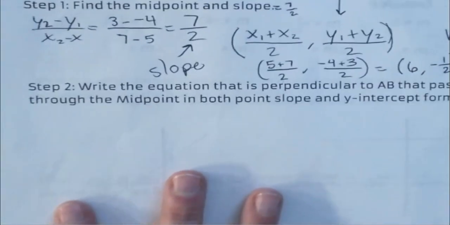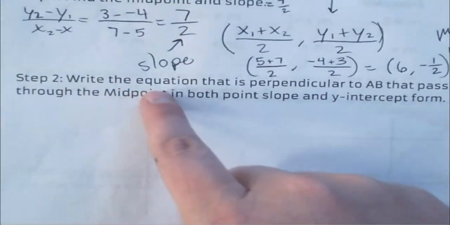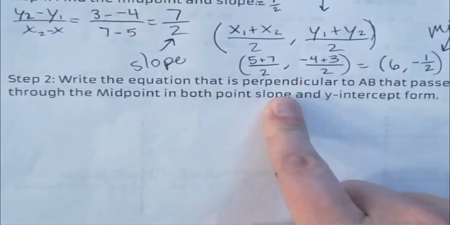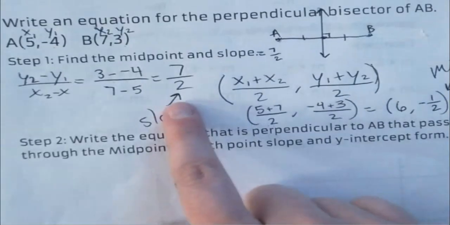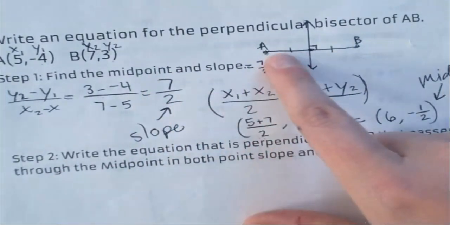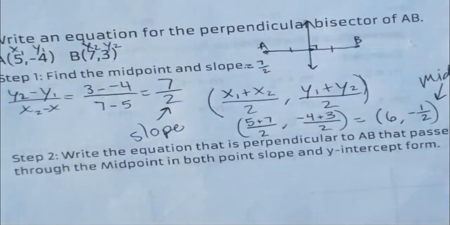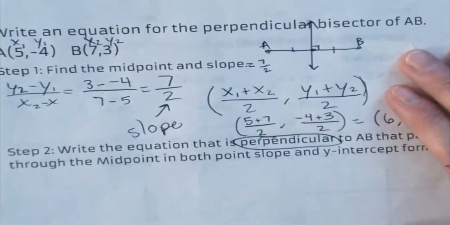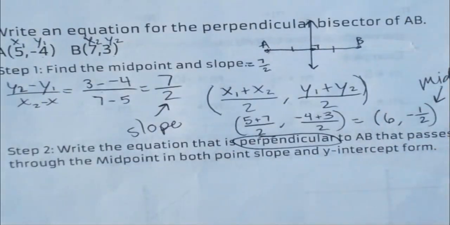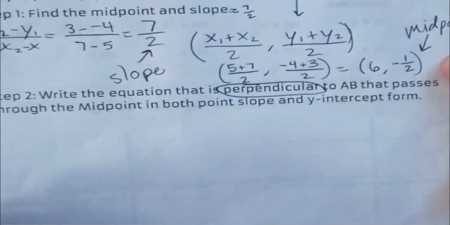All right, and then step 2 kind of gives us an idea. Write an equation that's perpendicular to AB that passes through the midpoint in both point slope and y-intercept form. Okay, so let's think about this. This slope is the slope of AB, but the slope of AB is different than the slope of the line that bisects it, right? But it hits at a 90-degree angle, so it's perpendicular. This is something that we have not talked about yet, but we're going to talk about it a lot more tomorrow, like parallel and perpendicular slopes, so we're just going to discuss what it means to be perpendicular.